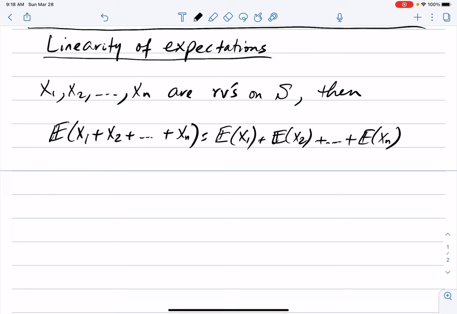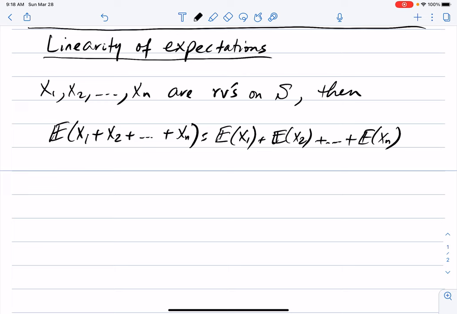Okay, so the expected value of the sum of variables is the sum of expected values of the individual variables. One of the powers of this theorem comes from the fact that I'm not saying anything about the independence or dependence of these random variables. If you have n random variables and you look at their sum, this theorem applies regardless of whether these random variables are dependent or not.